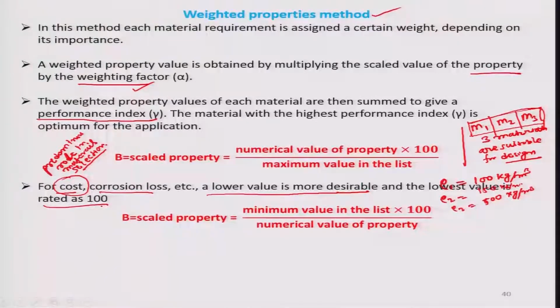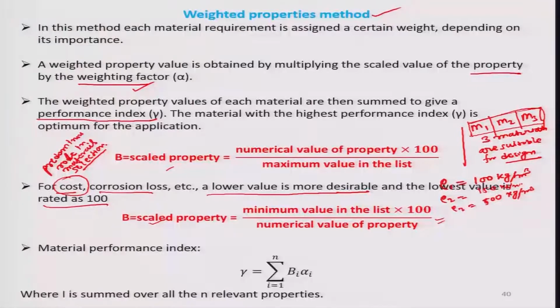So, in that case, you will find the unit cost per strength, meaning the unit cost for fabrication of each material M1, M2, M3. Then suppose that you are scaling for the M1 material, then the minimum value in the list, whatever the minimum cost for any material, you will put here, then the numerical value of that particular material, and after calculating using this formula you can calculate the scaled property.